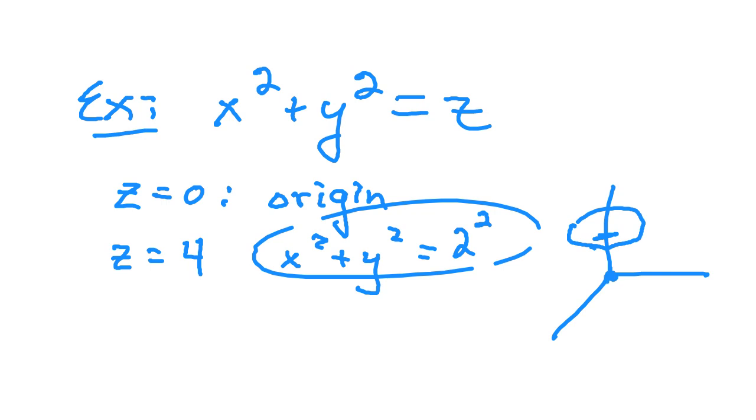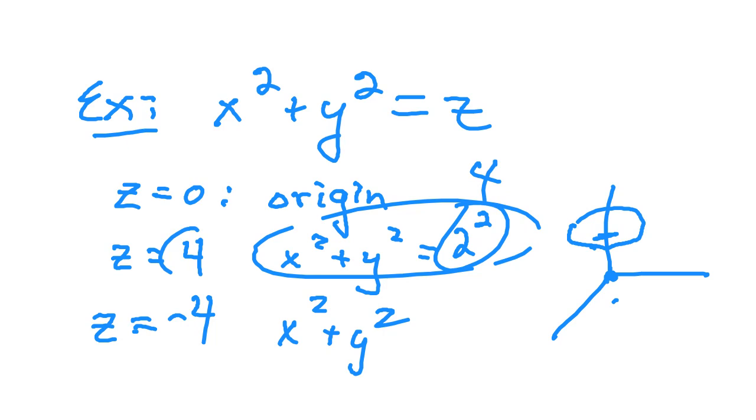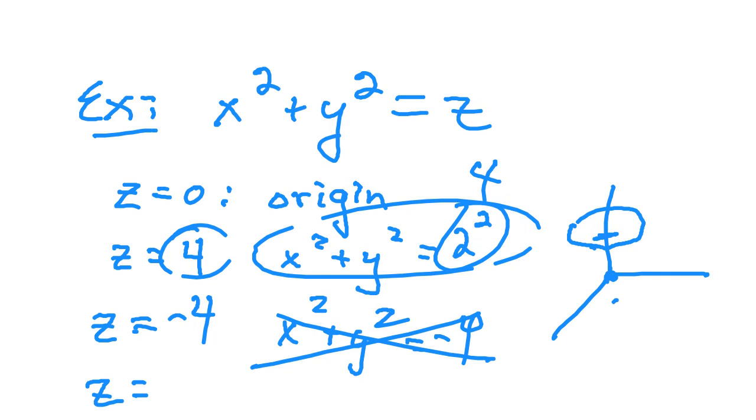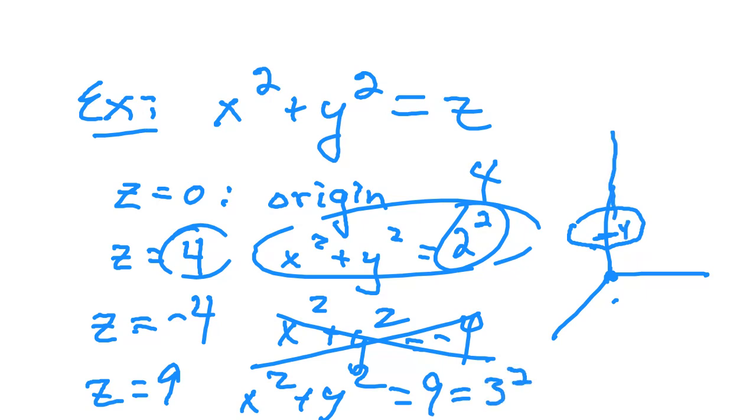Got the origin here. What if z equals -4? That doesn't work, right? If z equals -4, you can't have x squared plus y squared. By the way, this was 4, right? Because z equals 4. x squared plus y squared equals -4. That doesn't work. So we can't have negative values. And what happens as z gets bigger, like if z equals 9, then we got x squared plus y squared equals 9, which is 3 squared. So that is a bigger circle. So this was when z equals 4. Up here at z equals 9, we got a bigger circle.